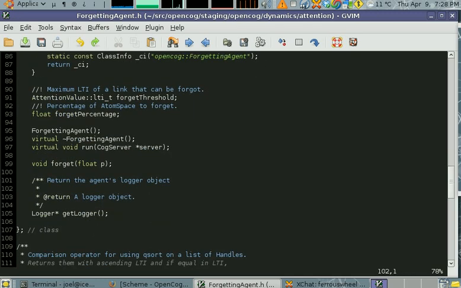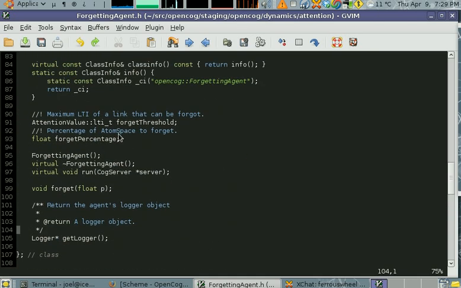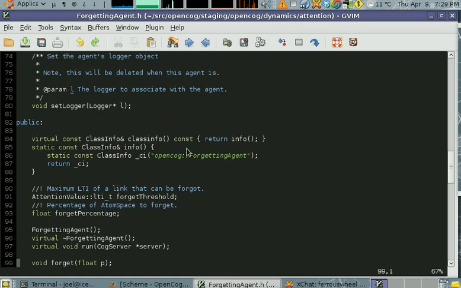Down here there's a sort for sorting handles according to their LTI, and it will forget those with the lowest LTI to begin with. This is a very basic forgetting algorithm, as you can see from what I've explained. In the future, there's been some discussion about how we might bear in mind how difficult it is to recreate the knowledge that we're forgetting. So if the knowledge can easily be recreated from looking at the neighboring nodes, or if there's appropriate abstraction for what already exists, then we may give those nodes or atoms a greater likelihood of being forgotten. But for now, this is a basic forgetting agent.